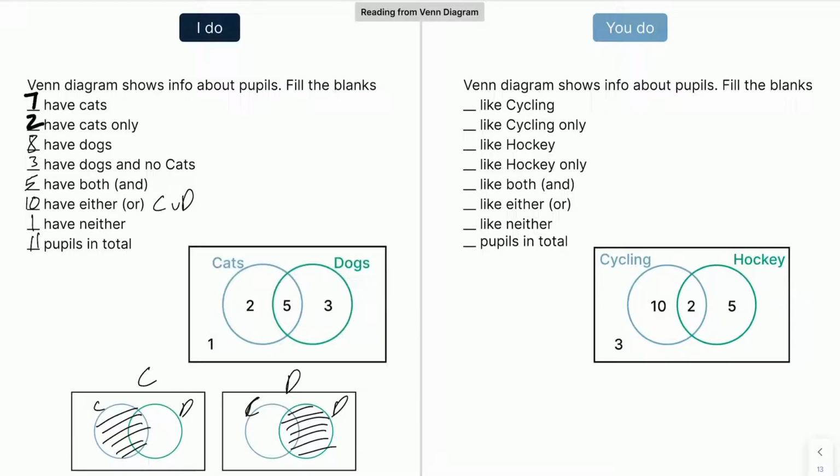So like cycling, so that's everything inside the blue circle. That's 12. Cycling only, so that's 10. It doesn't include the bit in the middle. Like hockey is going to be 7. Like hockey only is going to be 5. Like both, so that's the number in the middle. Like either, so that's going to be all of this bit, so that's 15 plus 2, which is 17. Like neither, so that's the number outside, so that's 3. And how many people are there in total? 10 plus 5 is 15, 16, 17, 18, 19, 20, so that is going to be 20 there.